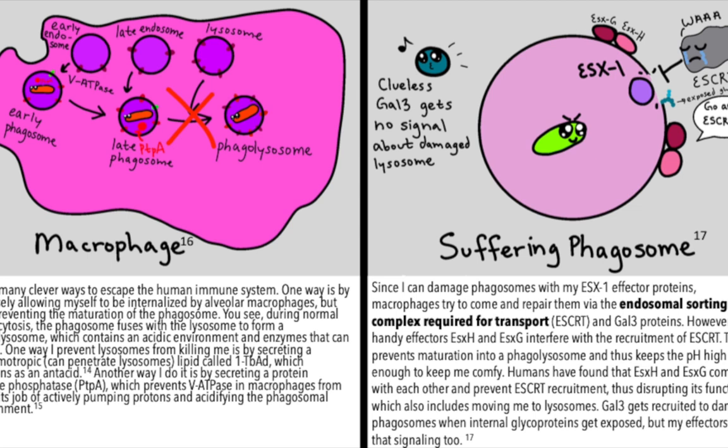Humans have found that ESXH and ESXG complex with each other and prevent ESCRT recruitment, thus disrupting its function, which also includes moving me to lysosomes. Gal3 gets recruited to damaged phagosomes when internal glycoproteins get exposed, but my effectors block that signaling too.